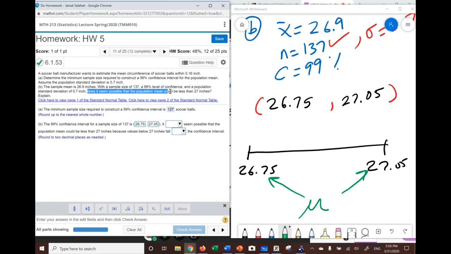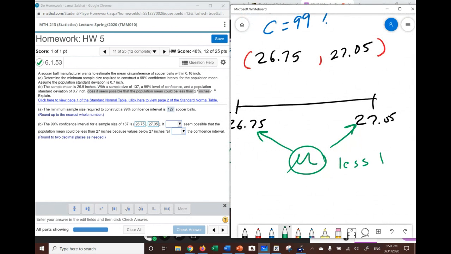in here, I'm pointing to it right now. Does it seem possible that the population mean could be less than 27? Now, can the mean here be less than 27? Again, let me move this slightly. Less than 27. Can it be less than 27? And the answer would be yes.